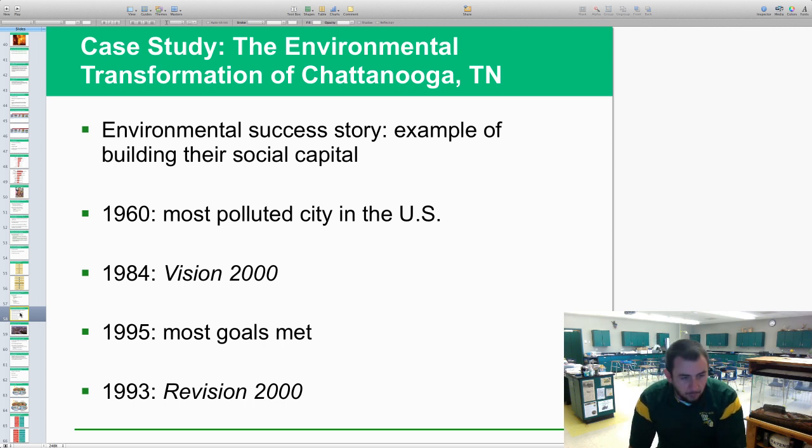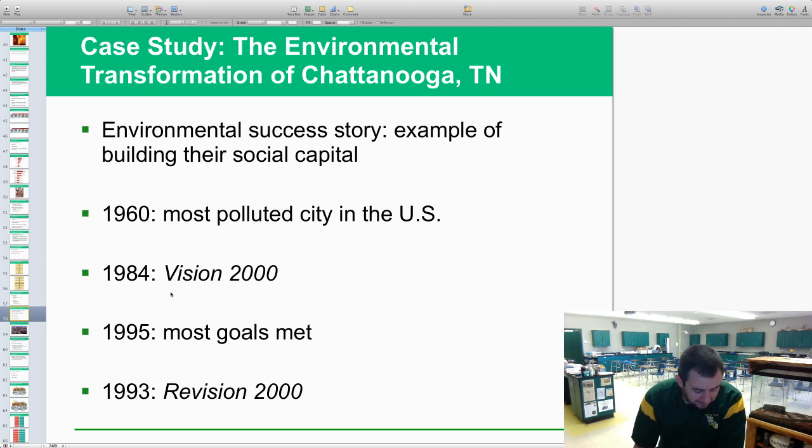In 1984, they had something called Vision 2000, which was basically a 20-week series of community meetings in which more than 1,700 citizens from all walks of life gathered to build a consensus about what the city could be at the turn of the century. So they came up with a vision for the city in a 20-week series. Kind of a big deal. They set goals, they brainstormed ideas, and they came back together.